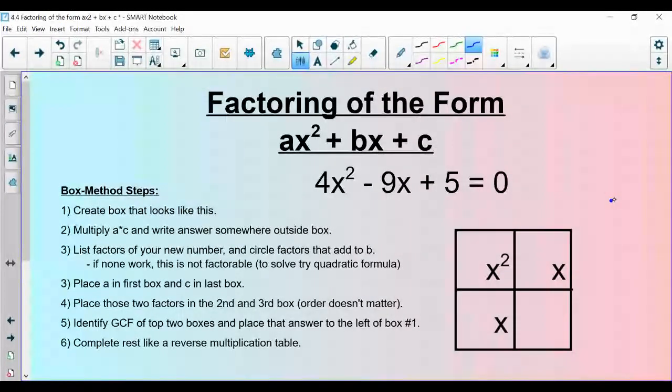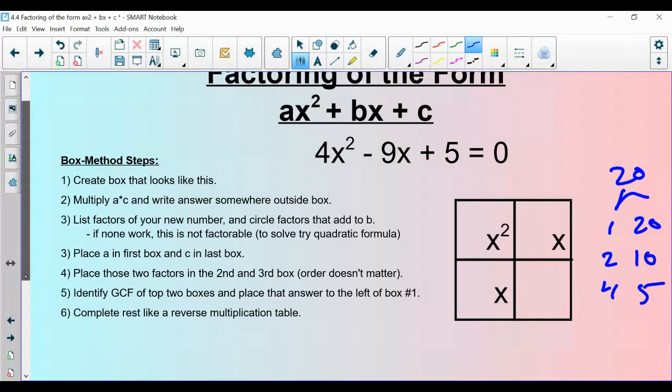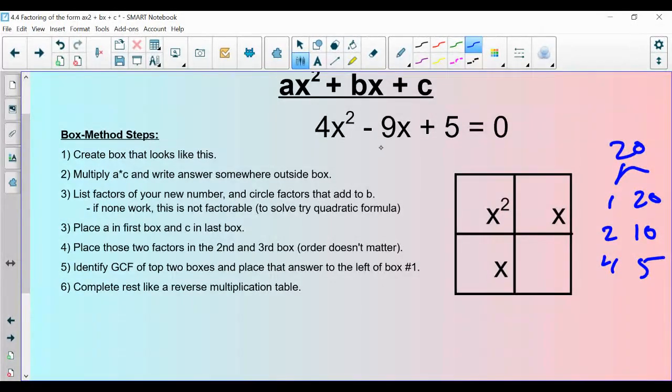Multiply the 4 and the 5 to get 20, and then list the factors of 20: 1 and 20, 2 and 10, and then 4 and 5. Which of those factor pairs would get you to -9 by addition or subtraction? 1 and 20 never could, 2 and 10 never could, but the -4 and -5, those do add to -9. And they do also multiply to +20, so I'm very confident that those answers are correct. And that's what goes in boxes 2 and 3.